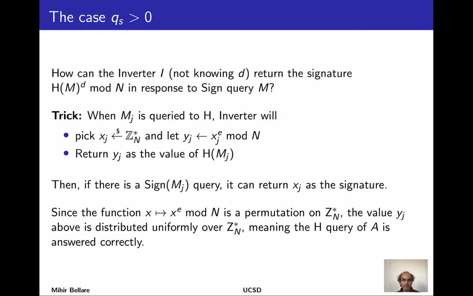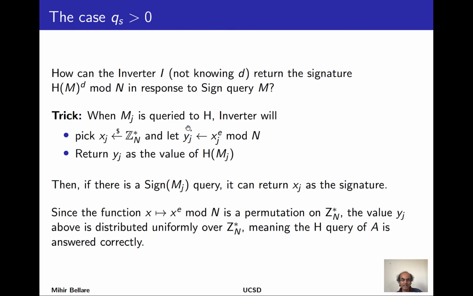And it's going to look at the fact that this is the hash of M to the D. And so it expects that prior to the sign query, M was queried to H. When that happens, the inverter will say, okay, I believe in the future I will be asked to sign this. So I need to create hash of M in such a way that I can raise the result to the D. And there's a trick to do that.